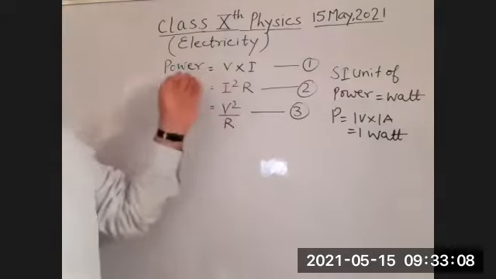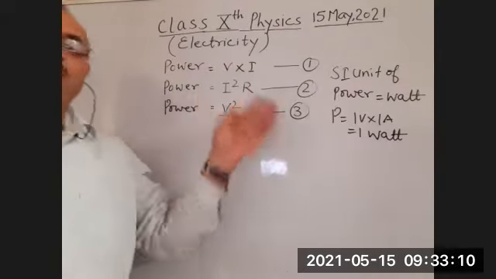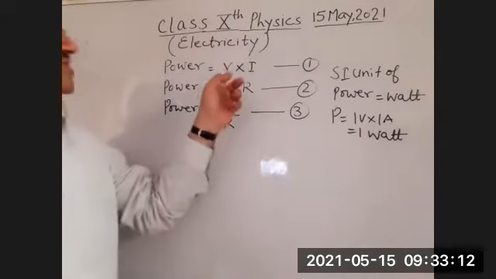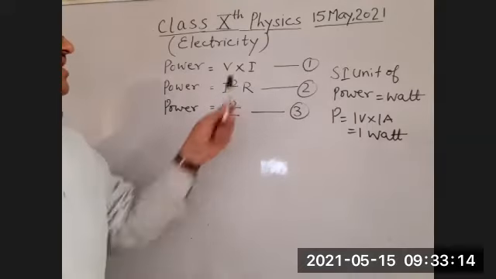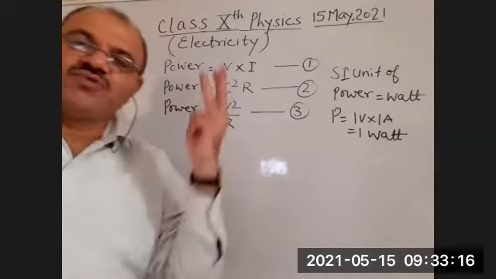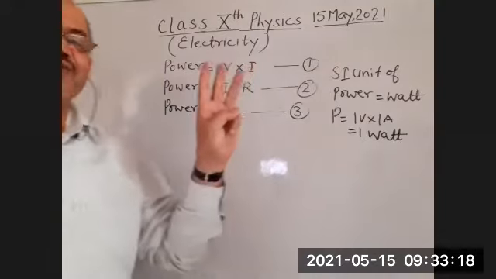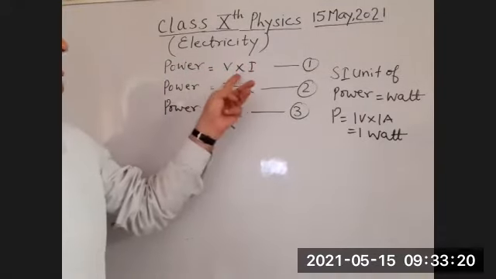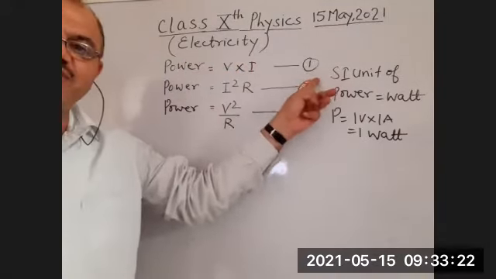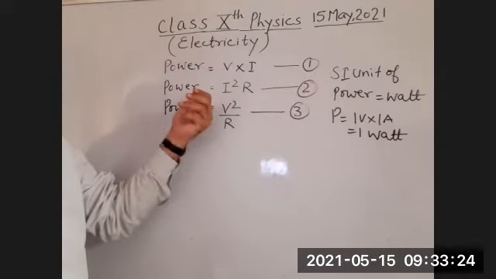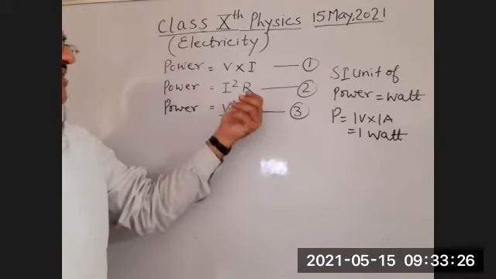So students, power is the product of potential difference and current. There are three formulas of power. The first formula is P = V × I. The second formula: power is equal to I²R.